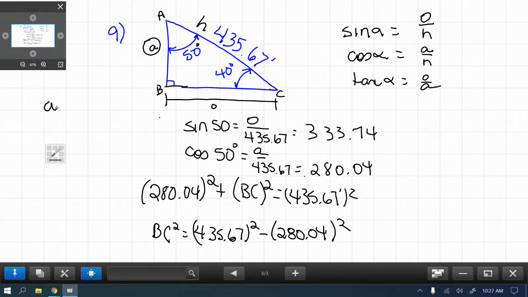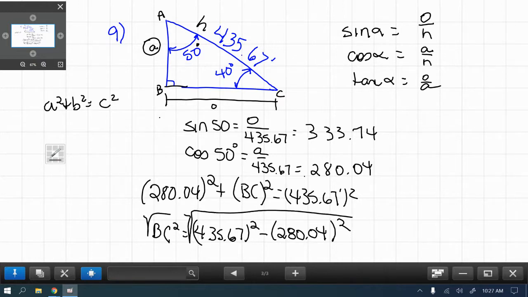When you're looking at a squared plus b squared equals c squared, the c is the hypotenuse. So if you've got the hypotenuse, it's going to be by itself over here. So if you've got a hypotenuse on one side, you can solve it that way. It's subtracting. And then you would have to take the square root of both.